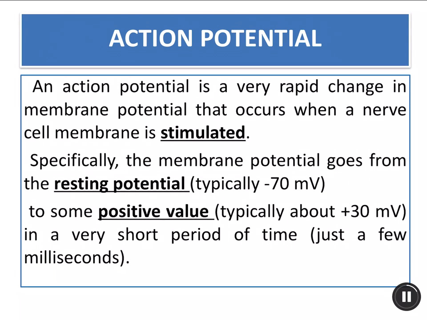From that we must explain the action potential. Action potential is a very rapid change in membrane potential that occurs when the nerve cell membrane is stimulated. Resting potential in a neuron is typically minus 70 millivolts, and then after depolarization it reaches positive 30 millivolts, in a very short period, just a few milliseconds.